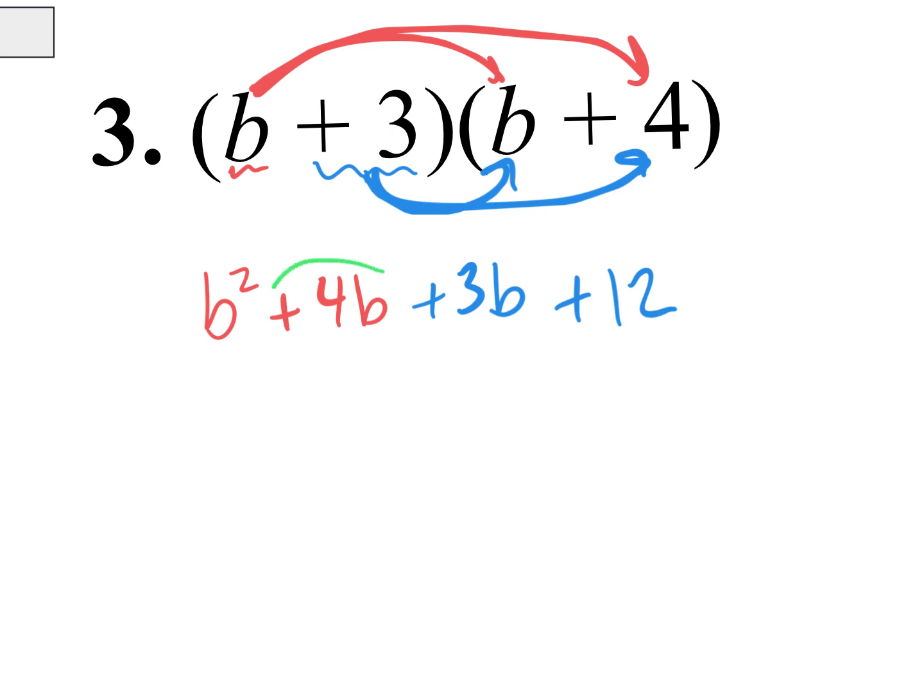After distributive property, is there any terms that you could combine? The like terms, yeah. There's 4b right there and 3b right there. So that's okay. If you had 4 and you had 3, you have a total of 7. So a total of 7 of those b's.